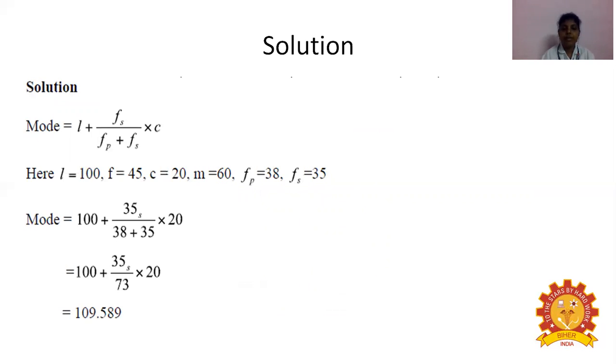Fp, the preceding frequency, is 38. The succeeding frequency, Fs, is 35. Now substitute all the values in the given formula. After simplifying this, we will get 109.589. This is the final answer for this problem.